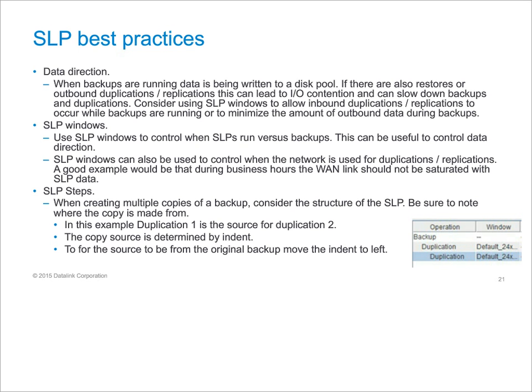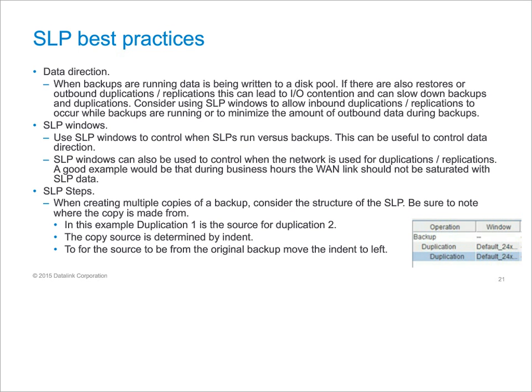It can also be used to control network saturation. If during the day is production hours, you don't want to be maxing out that WAN link if you have other data going across, such as Exchange or documents and stuff like that. So you can use the SLP windows to control that.